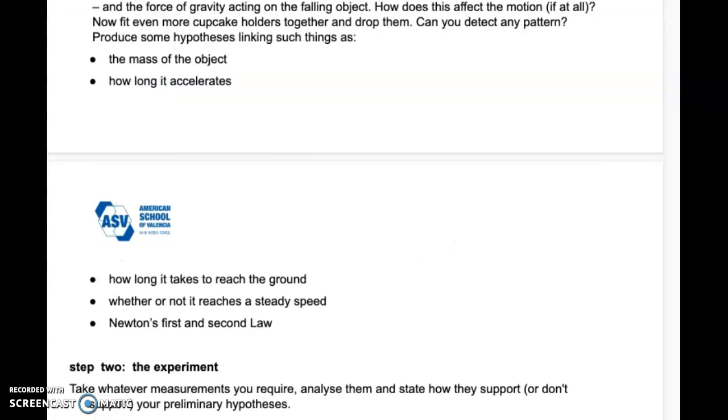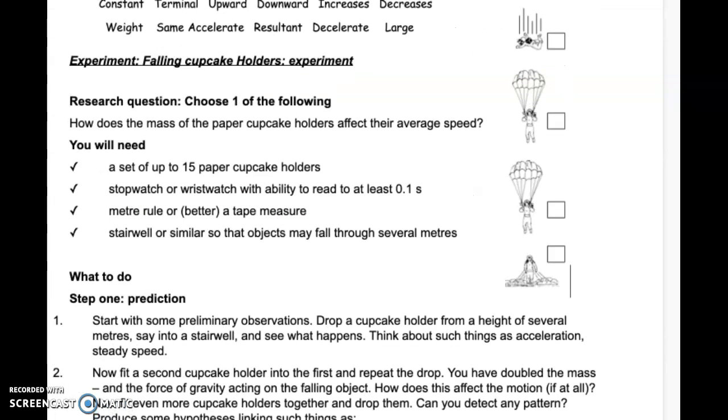Okay? Your prediction must contain the following. How does mass of the paper cupcake holders affect the average speed? Whether you really go to town on your research or not, you must answer that question before you start doing the experiment.